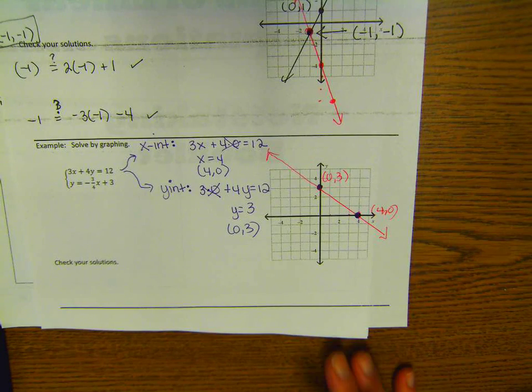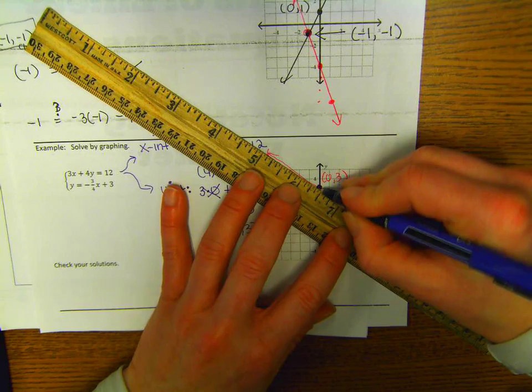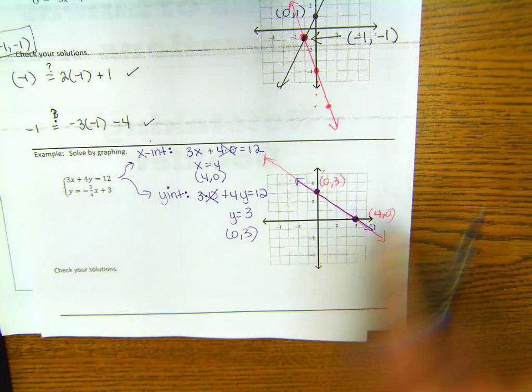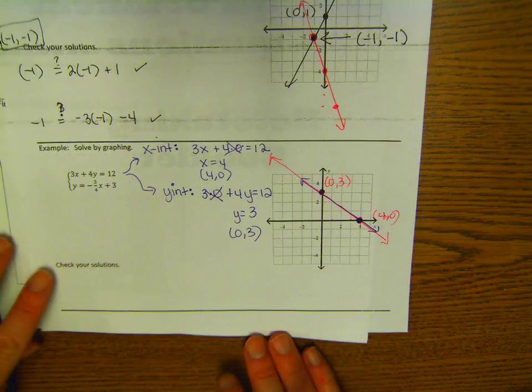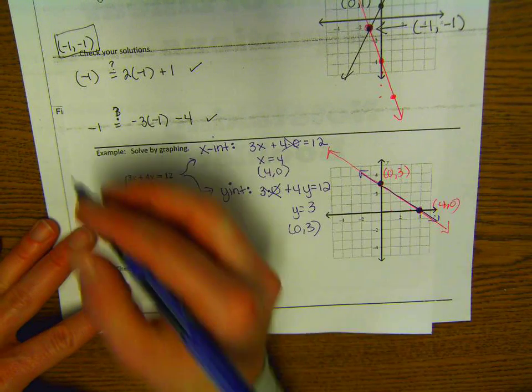Hey, hold on a second. What happened? If I were to draw this line, what do you notice? It's exactly the same line. Now, I couldn't tell at first because they were in different forms. Okay, so let's talk about when this happens.